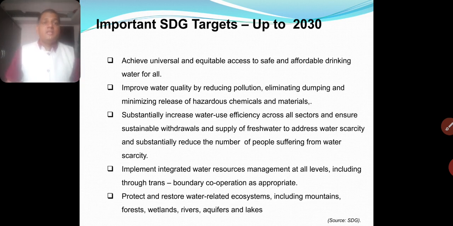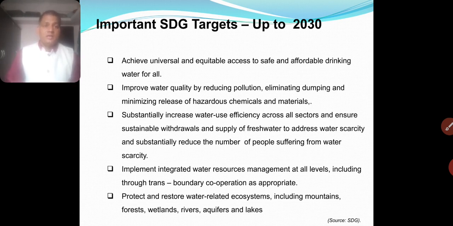Third is to increase water use efficiency across all sectors and ensure sustainable withdrawals and supply of fresh water to address water scarcity, and reduce the number of people suffering from water scarcity. So that should not happen, and that's why you have to focus on this number 3 target. Fourth is to implement integrated water resources management.